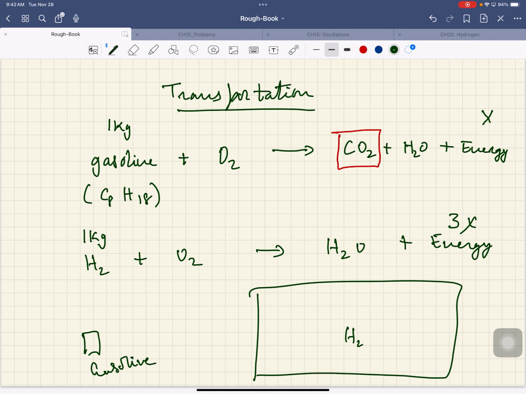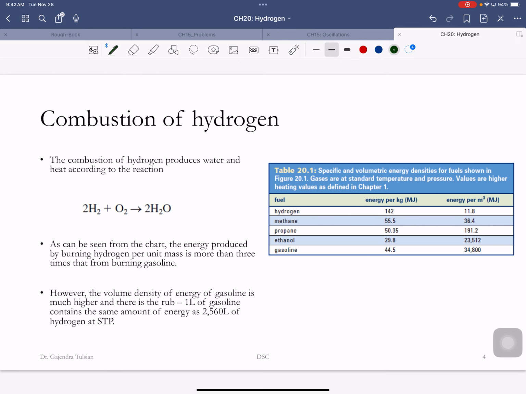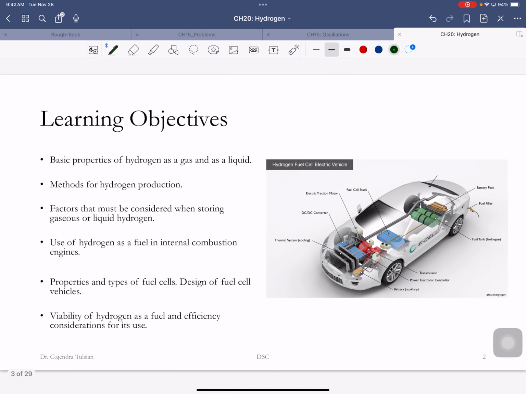So is there anything you could do to fix it? Compress it. Compress it, very good. So compress this, and that's what is shown here. In this diagram, here's compressed hydrogen. And we'll see how you can use compressed hydrogen in a fuel cell. What a fuel cell does is it takes hydrogen and converts that into electricity. And we'll come to that.